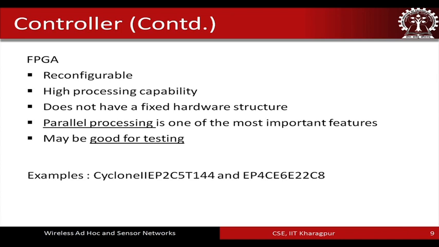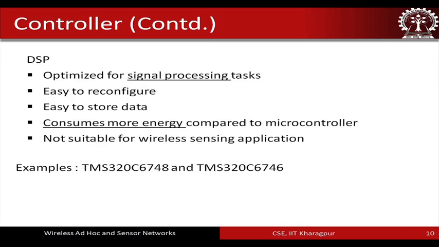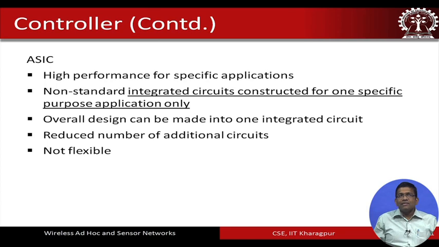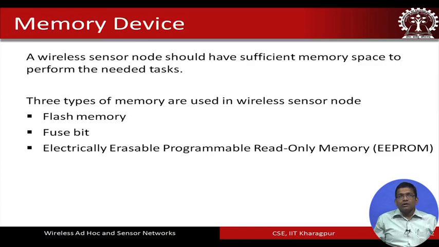FPGA based controllers are also attractive, particularly for parallel processing applications. Then DSP based controllers are also there. These are particularly attractive where signal processing tasks are quite heavy, however, DSP based controllers consume more energy compared to microcontrollers. ASIC based controllers are quite popular when a specific application is targeted, and for that, ASIC based controllers are more popular. So, this is about the controllers.